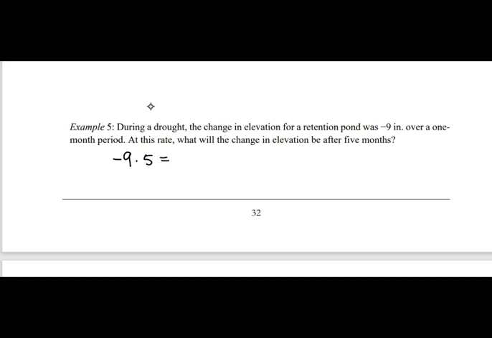All right, so I have negative times positive. The answer is negative. 9 times 5 is 45. So if this pattern continues, the change in elevation after 5 months will be -45 inches. It will have dropped 45 inches.